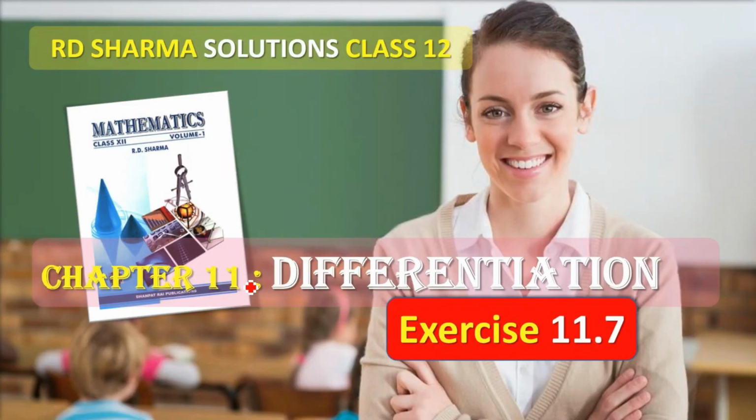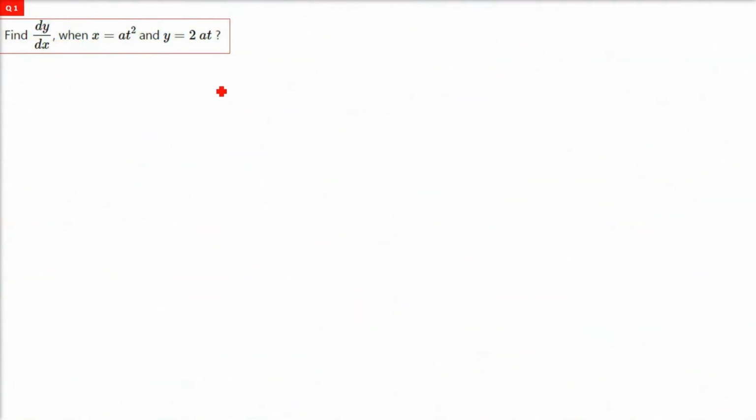This is R.D. Sharma's solution, class 12, chapter 11, differentiation, exercise 11.7. Now this exercise mainly consists of questions of the kind called the parametric form. So x is different, y is different, and we have to find dy by dx. So there is an intermediate element, which is t here.